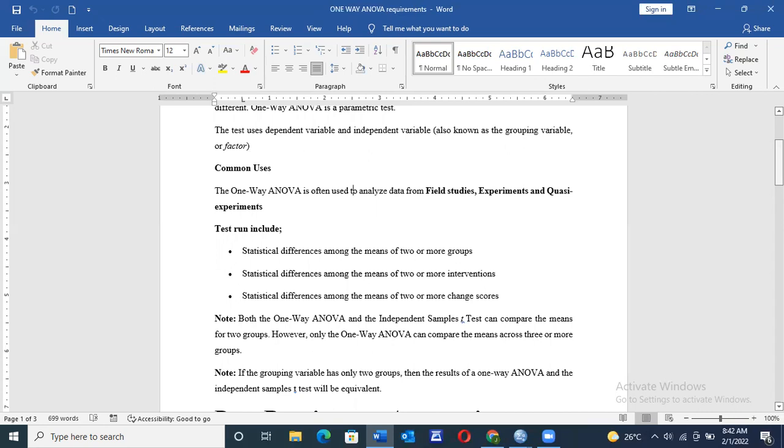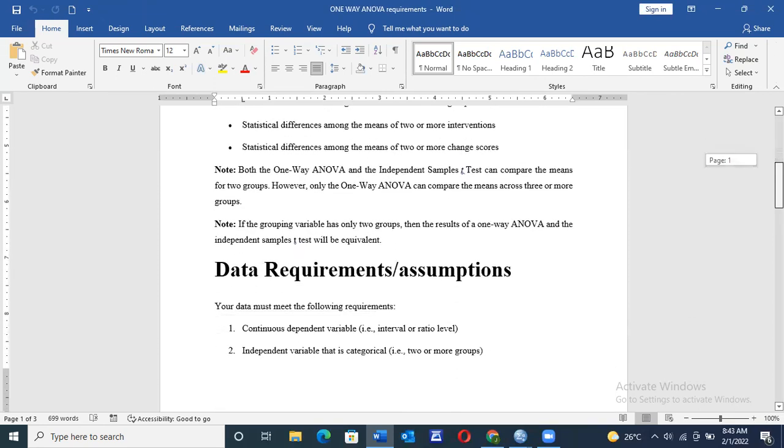It is worth noting that both the one-way ANOVA and the independent sample t-test can compare the means for two groups. Meaning if you do an independent sample t-test and a one-way ANOVA for a sample that has two groups, then we'll be in a position to get the same results. But for one-way ANOVA, you will normally focus on means across three or more groups. So if you have three groups and above, you will preferably use one-way ANOVA and not the independent sample t-test.